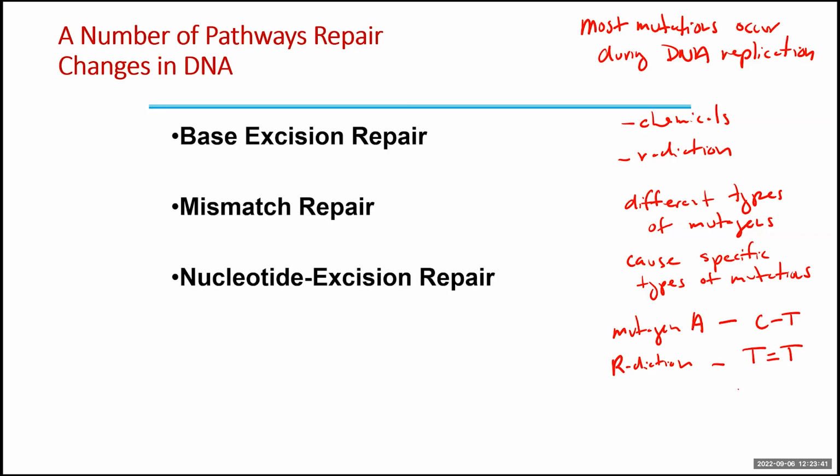Because different mutagens and different radiations have different effects on DNA, the way that they're avoided is also different. So some individuals will be resistant to some types of mutations and not others. And this often has to do with repair pathways.